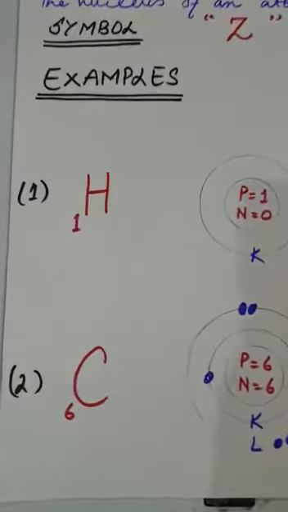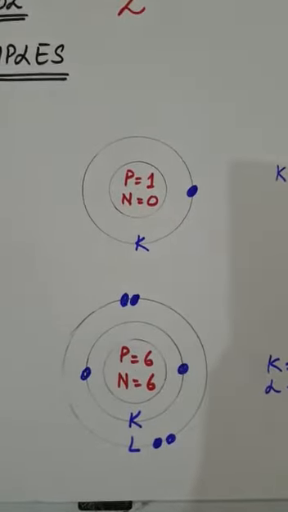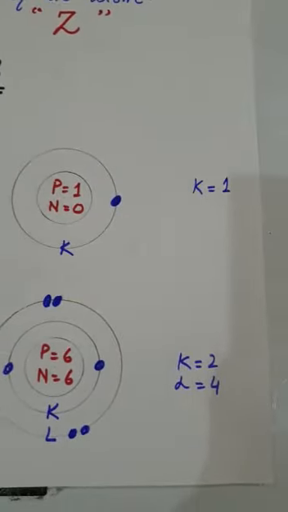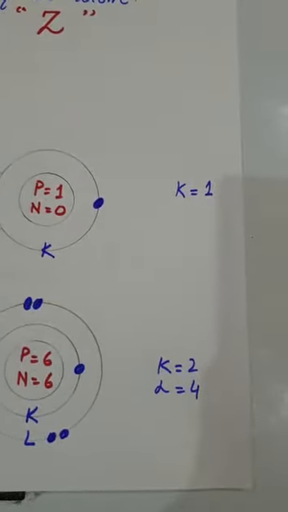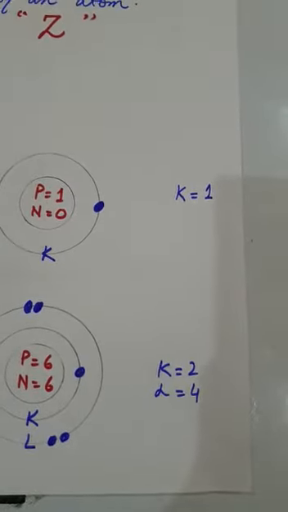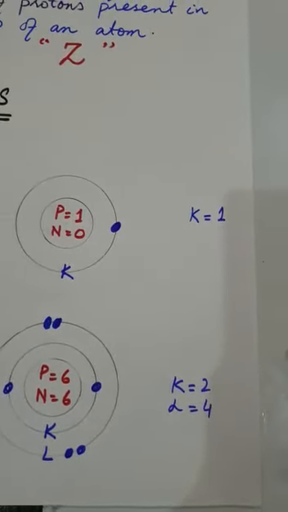After that we discuss the second example of the atomic number, that is the atomic number of carbon, which is 6. Why is it 6? Because carbon contains 6 protons in the nucleus of an atom. However, the 2 electrons are present in the K shell, and the 4 electrons are present in the L shell. The K shell is the very smallest shell. It can only accommodate 2 electrons.